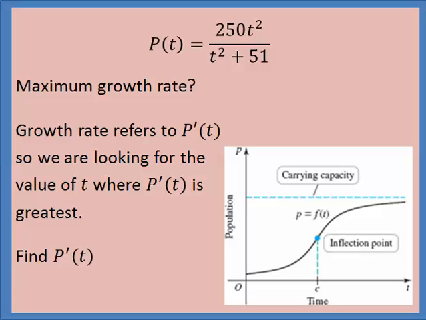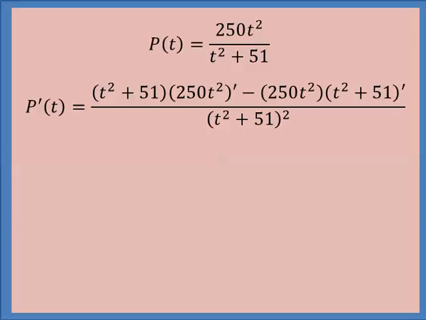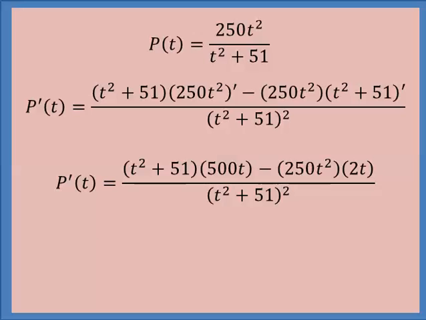Keep in mind that p prime is a new function. So p is population, that's a function of time. P prime, that's the growth rate, that's a function of time as well. So what we'd like to do now is find p prime. And you can see that to do that, you're going to need the quotient rule. So set up the quotient rule. It's the second times the derivative of the first minus the first times the derivative of the second, all over the second squared. Find the derivative of the pieces, and then just start working on the algebra.